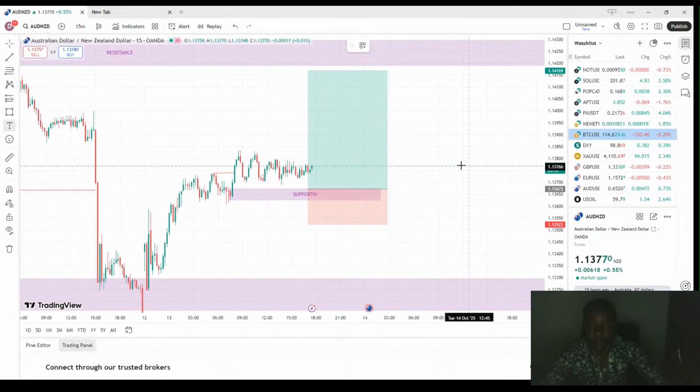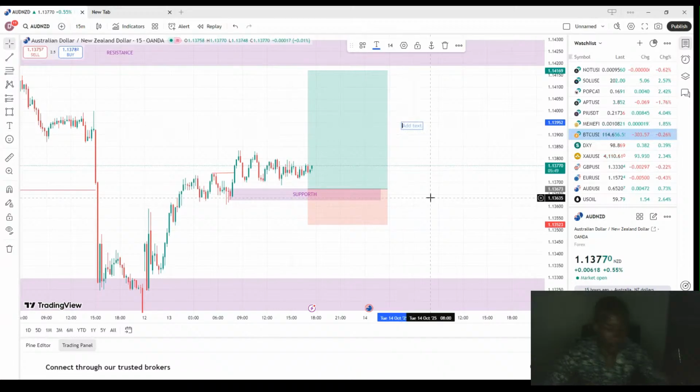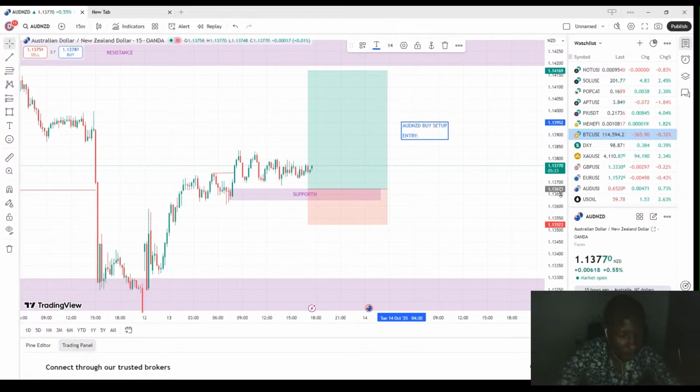So this is what we're expecting on the AUD NZD buy setup. So our entry is what? Our entry is 1.13673.